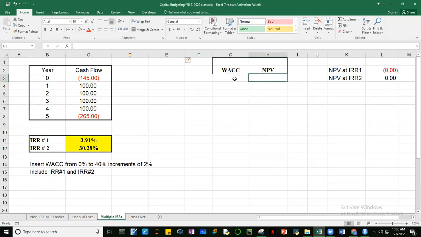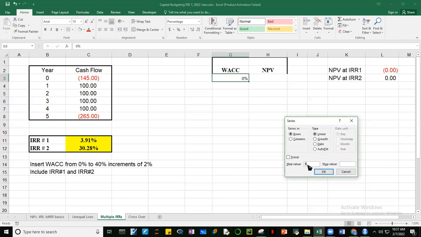Okay, first let's list down WACC from 0%. Gawin natin from 0% up to 40%. So let me put here 0%. Okay, tapos mag-fill na lang tayo. Fill series, step value. Let's make it 2% na lang increments hanggang stop value 40%. And then I want it in columns.